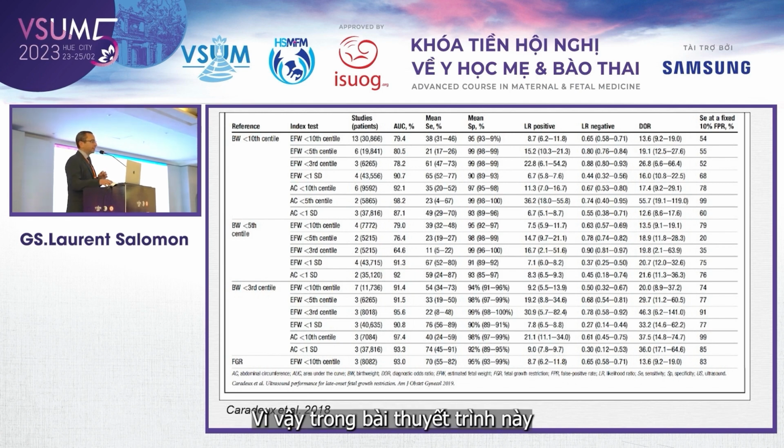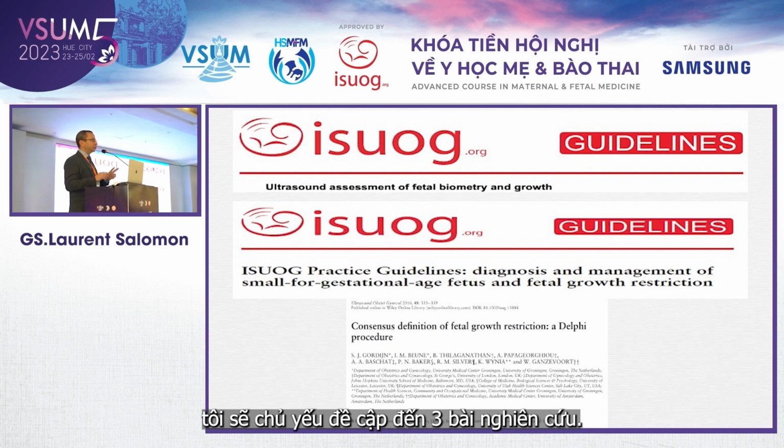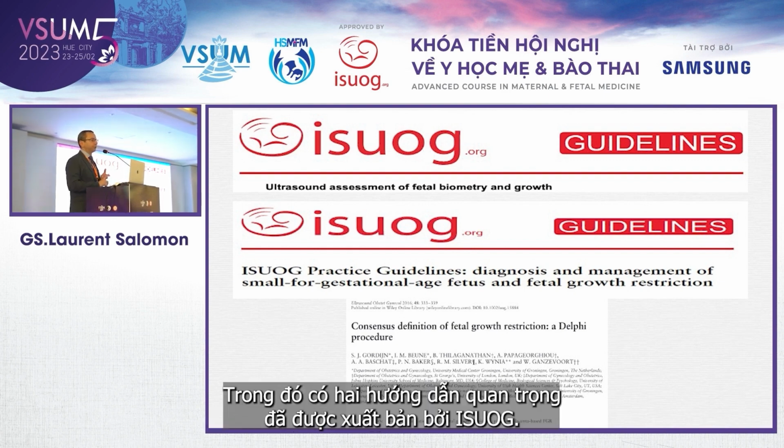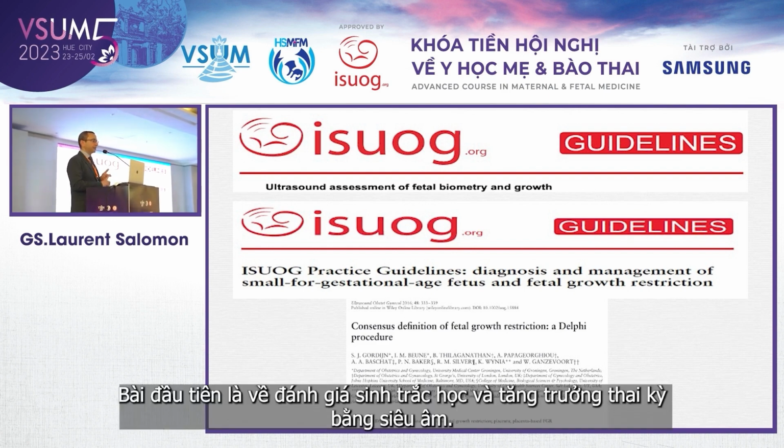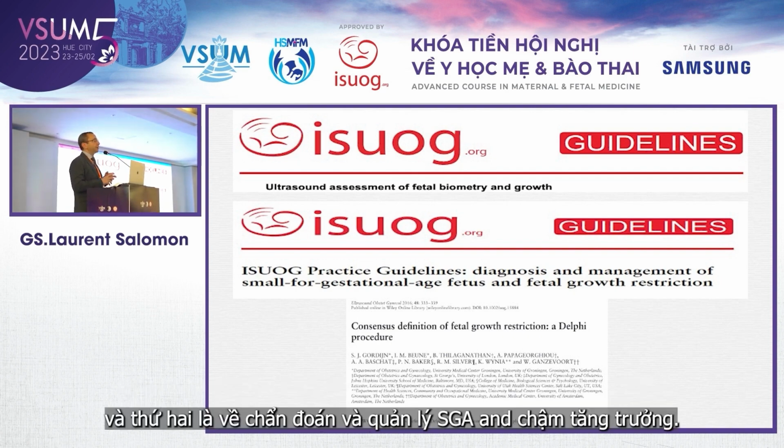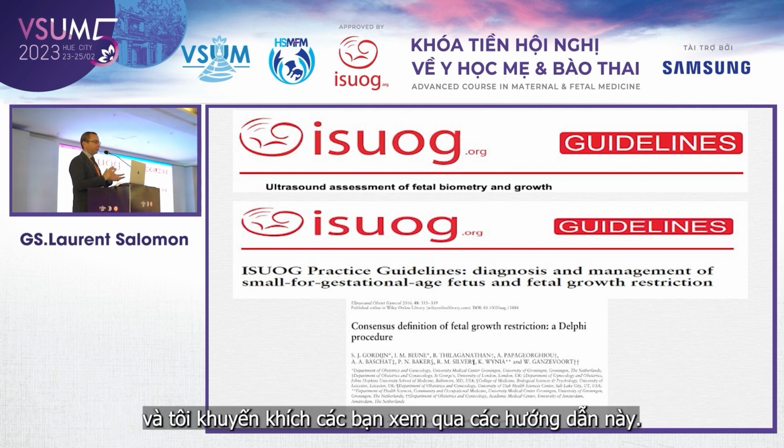So in this presentation, I will mainly relate to 3 documents. There are 2 important guidelines that were published by ISUOG. The first one is about the assessment of fetal biometry and growth, and the second one is about diagnosis and management of SGA and growth restriction. And I would highly recommend you to look at these guidelines.